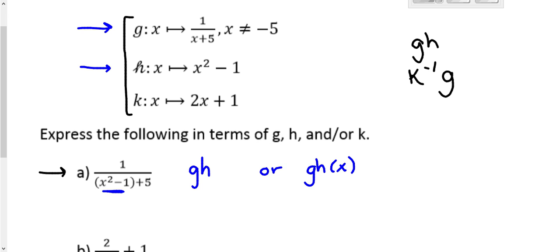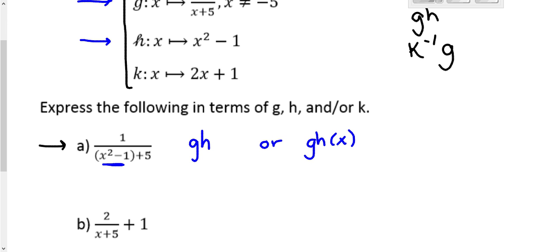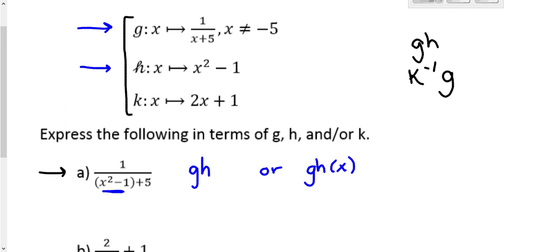So let's look at b. b is 2 over x plus 5 plus 1. So now we have a 2, beginning in a 2, we have a 1, and we have a fraction. So again, we're going to use the fraction. But now we have a 2 and we just have x. We don't have any squared. So that's most likely going to be the last one.